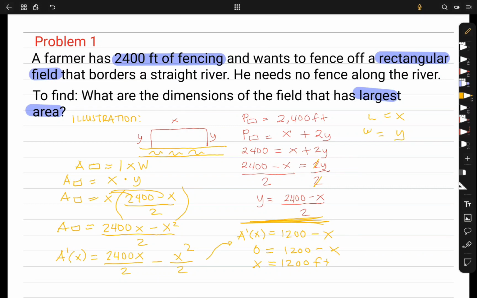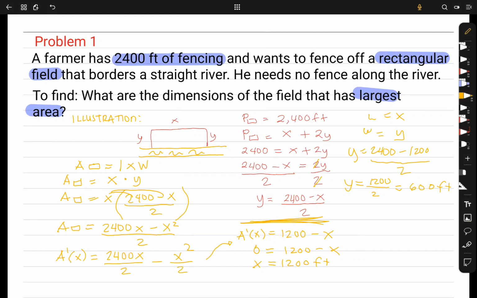So, mahanap natin ngayon si y. Dahil nga may value na tayo ng x, we're able to find yung ating y. So, by substitution again, y is equal sa 2,400 minus tayo ng 1,200 all over 2. So, y is equal sa 1,200 all over 2 is equal sa 600. Siyempre, feet.